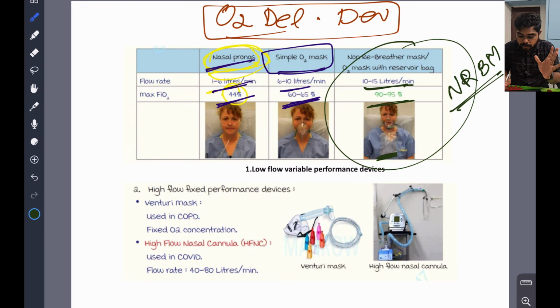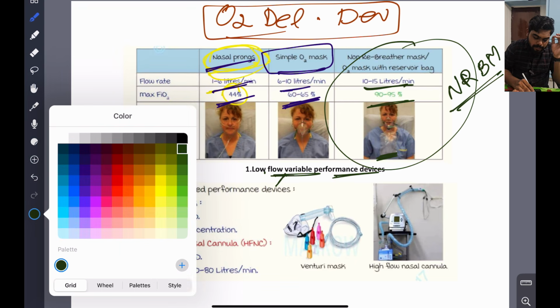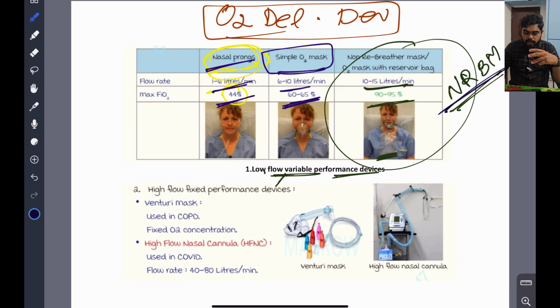This is very important. These are oxygen delivering devices with low flow, variable performance. These are low flow with variable performances. Clear? Nasal prongs, simple oxygen mask, and NRBM. The NRBM mask is very, very important. You should know that also.